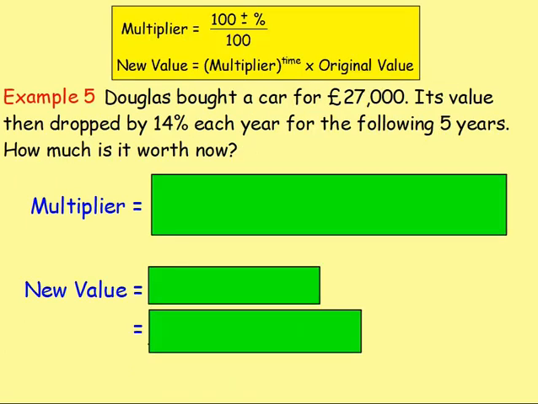Let's try another one. Example 5. Douglas bought a car for £27,000. Its value then dropped by 14% each year for the following 5 years. How much is it worth now?